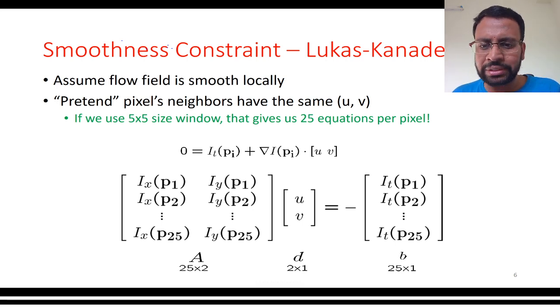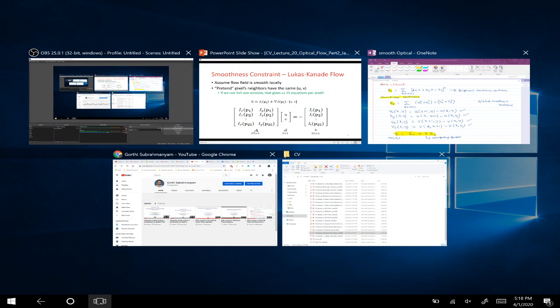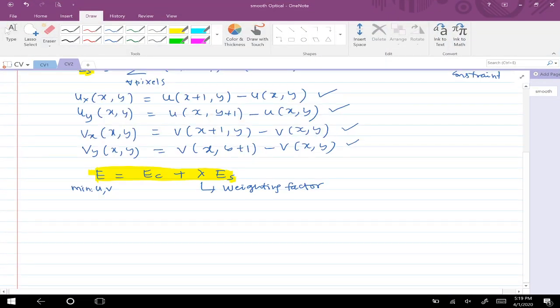For that, again, let's work it out on the notebook. So let me move to the notebook mode again. Give me a minute. Okay, just a minute. Yeah, let me go to this notebook again. Now what we will be looking at is the Lucas and Kanade method.